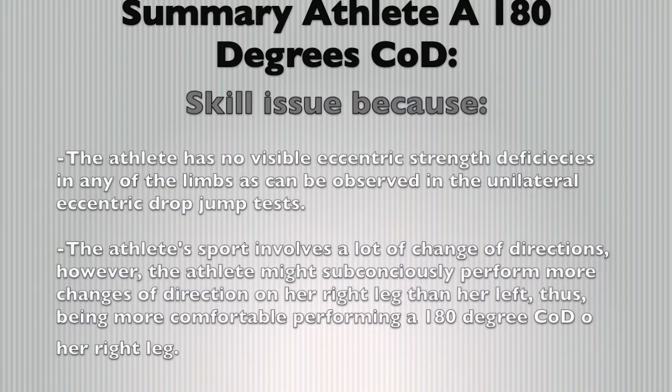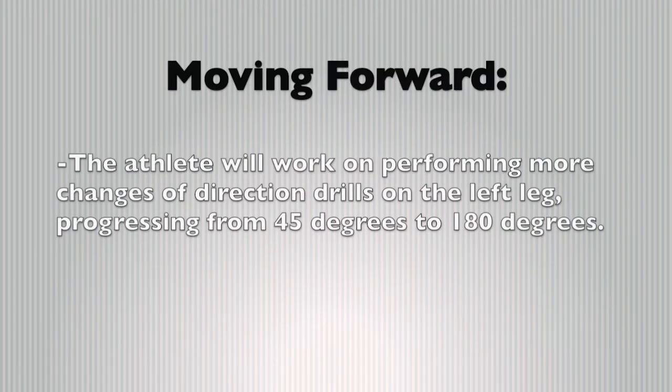Her sport involves a lot of changes of direction, however, given the nature of her playing position, she might subconsciously be performing more changes of direction on her right leg than her left leg. Moving forward, this athlete will work on improving her change of direction by progressing from the 45 degree to 180 degree angles using the right movement strategy according to the technical model.